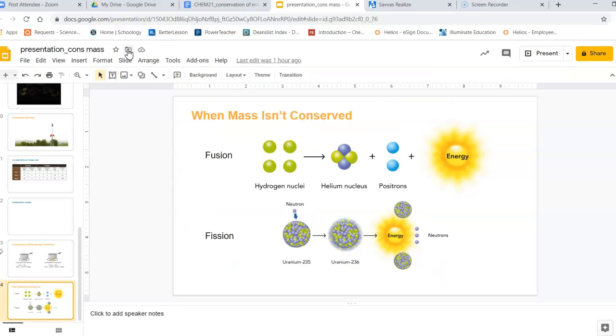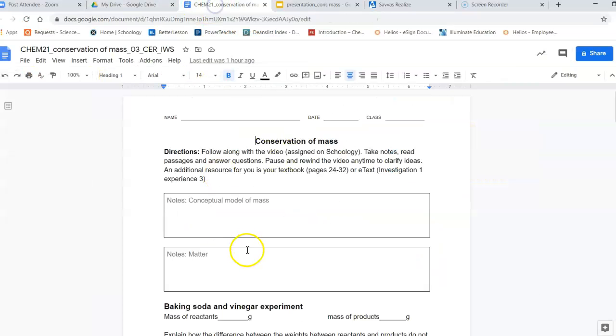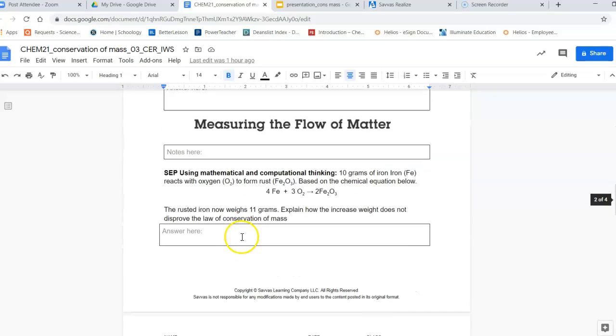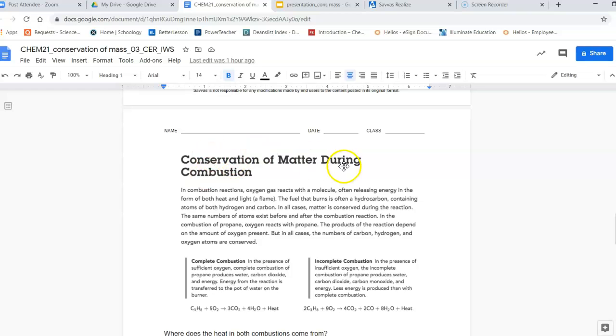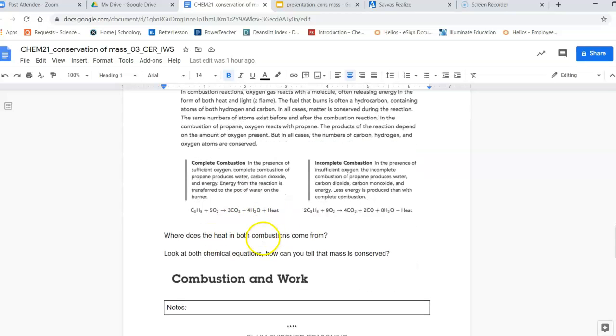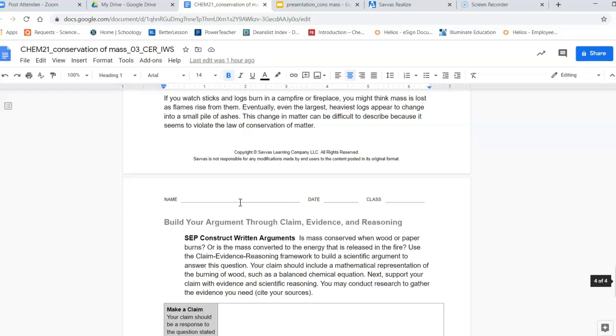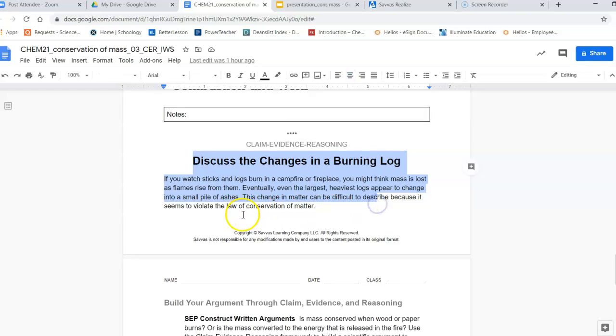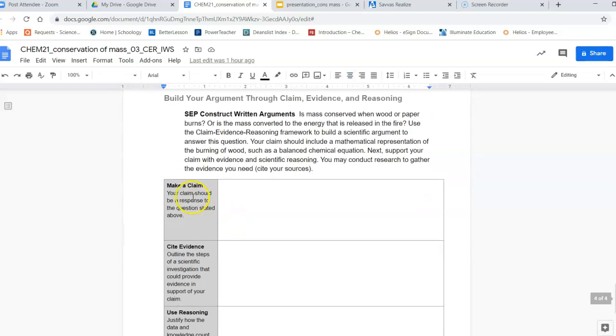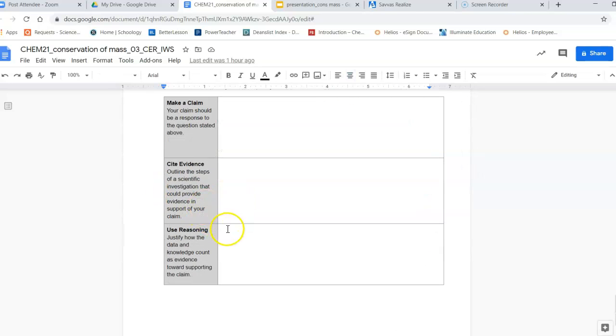This is the end of the presentation. I just want to point you to the end of the notes. Okay, so we talked about conservation of matter during combustion. And then the second part, which says claim, evidence, and reasoning, that part you are doing on your own, meaning without any video. Please read the scenario, and you're going to be writing a claim, evidence, and reasoning.